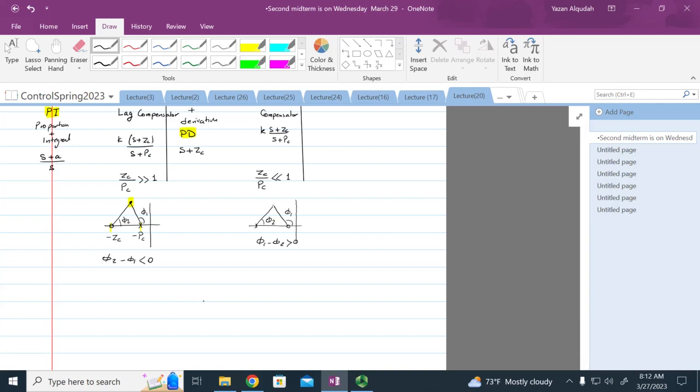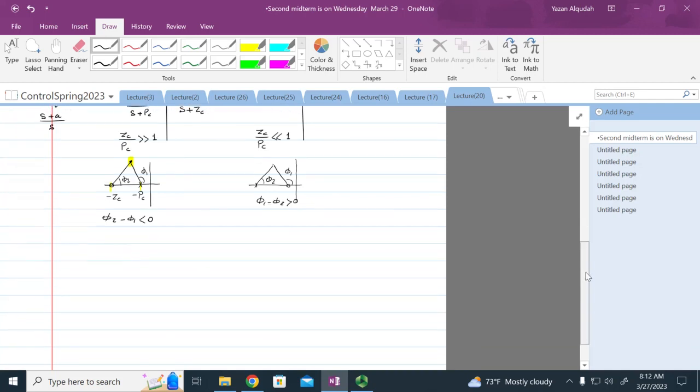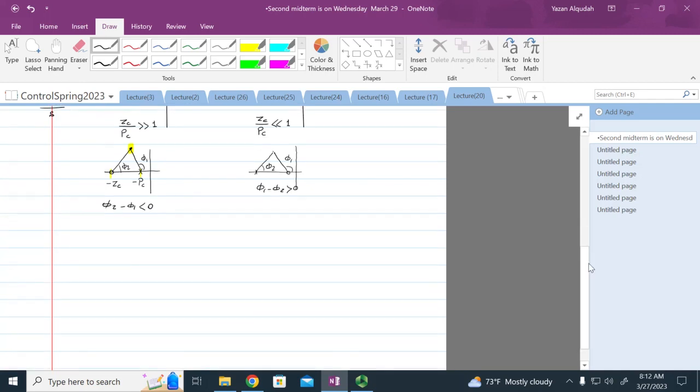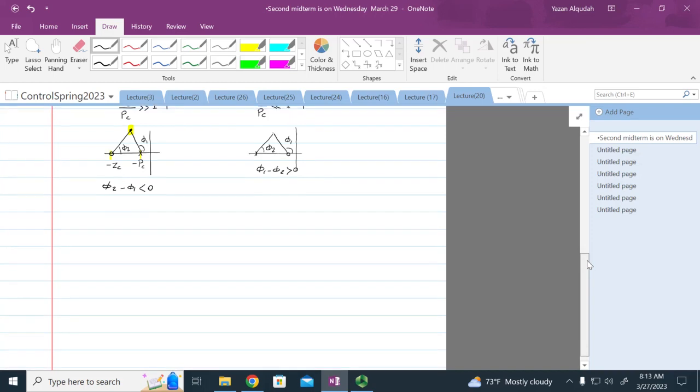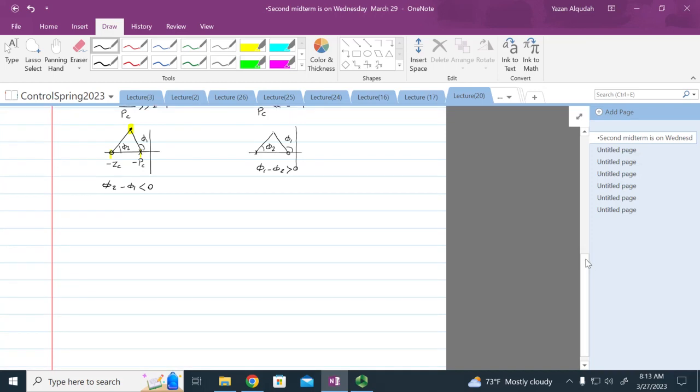Is that clear, everybody? Now the question is, what's going to happen to the root locus if I added this compensator, the lag compensator? If I added this pole and zero, what's going to happen to the root locus? It's going to change. Excellent. Good job. Everything changes. That's why we're here.